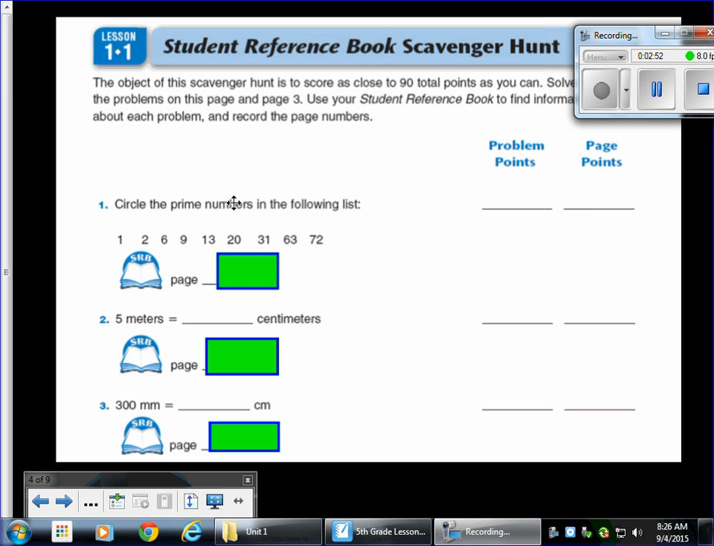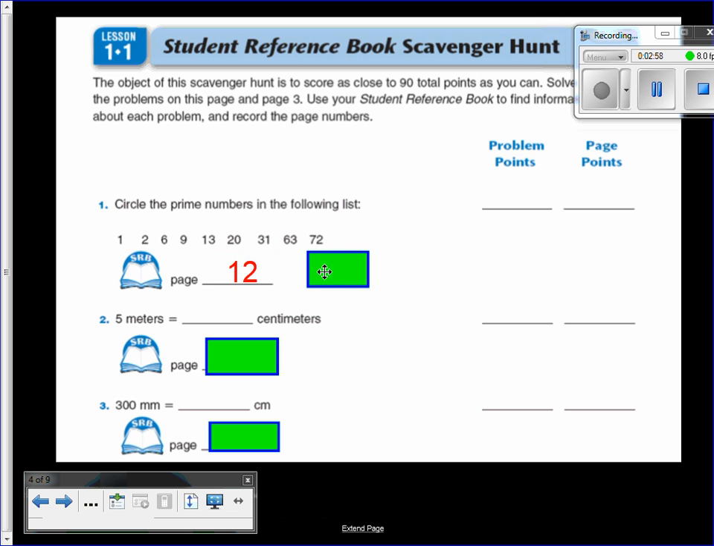So this first problem, it says, circle the prime numbers in the following list. If you don't remember what a prime number is, I want you to go ahead and go to page 12 in your student reference book. Okay. Go ahead and take a look at what a prime number is, what a composite number is. This will help you out. Go ahead and circle the prime numbers in this list. Keep in mind, there's something special about the number 1. So don't get confused with the number 1, but look closely at page 12. That'll help you out with what to do with the circling of the number 1.